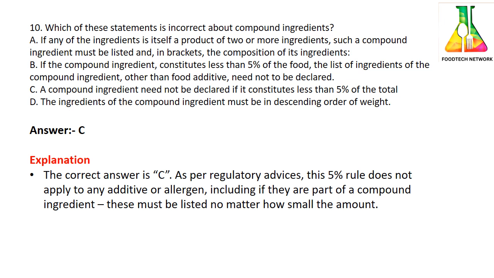C, that is, a compound ingredient need not be declared if it constitutes less than 5% of the total, is the incorrect statement. As per regulatory advice, this 5% rule does not apply to any additives or allergens, including if they are part of compound ingredients. These must be listed no matter how small an amount is present in the final product.